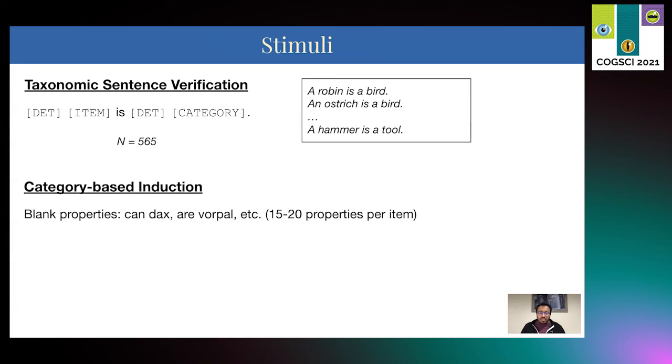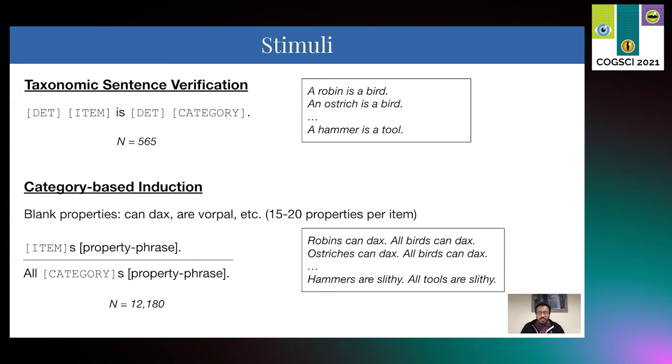For the category-based induction paradigm, we first create blank properties such as can dax, is vorpal, are mimsy, etc., using nonce words that are not present in the models' vocabularies, so as to be compliant with the blank property condition and criteria that were mentioned in the previous papers. And so using these nonce words together with the 565 different items and categories, we come up with 12,000 different premise-conclusion pairs, leading to examples such as robins can dax, all birds can dax, hammers are slithy, all tools are slithy.